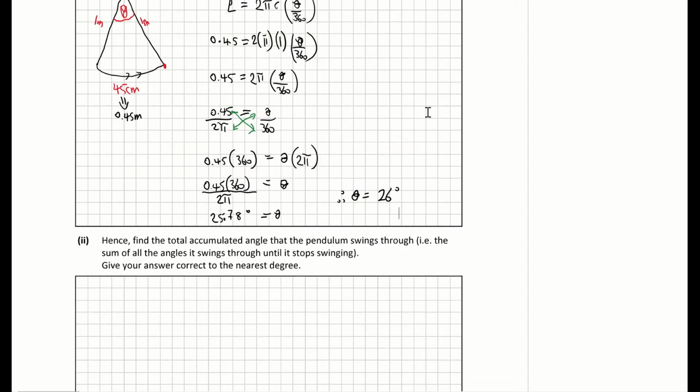Looking now at part 2. Hence, find the total accumulated angle that the pendulum swings through, i.e. the total sum of all the angles if it swings through until it stops swinging. Give your answer correct to the nearest degree. So we're back to patterns here. Think about it here. So you're looking for all of the swings. So there's infinite amount of swings basically until it stops. That's the way I'm going to look at it.